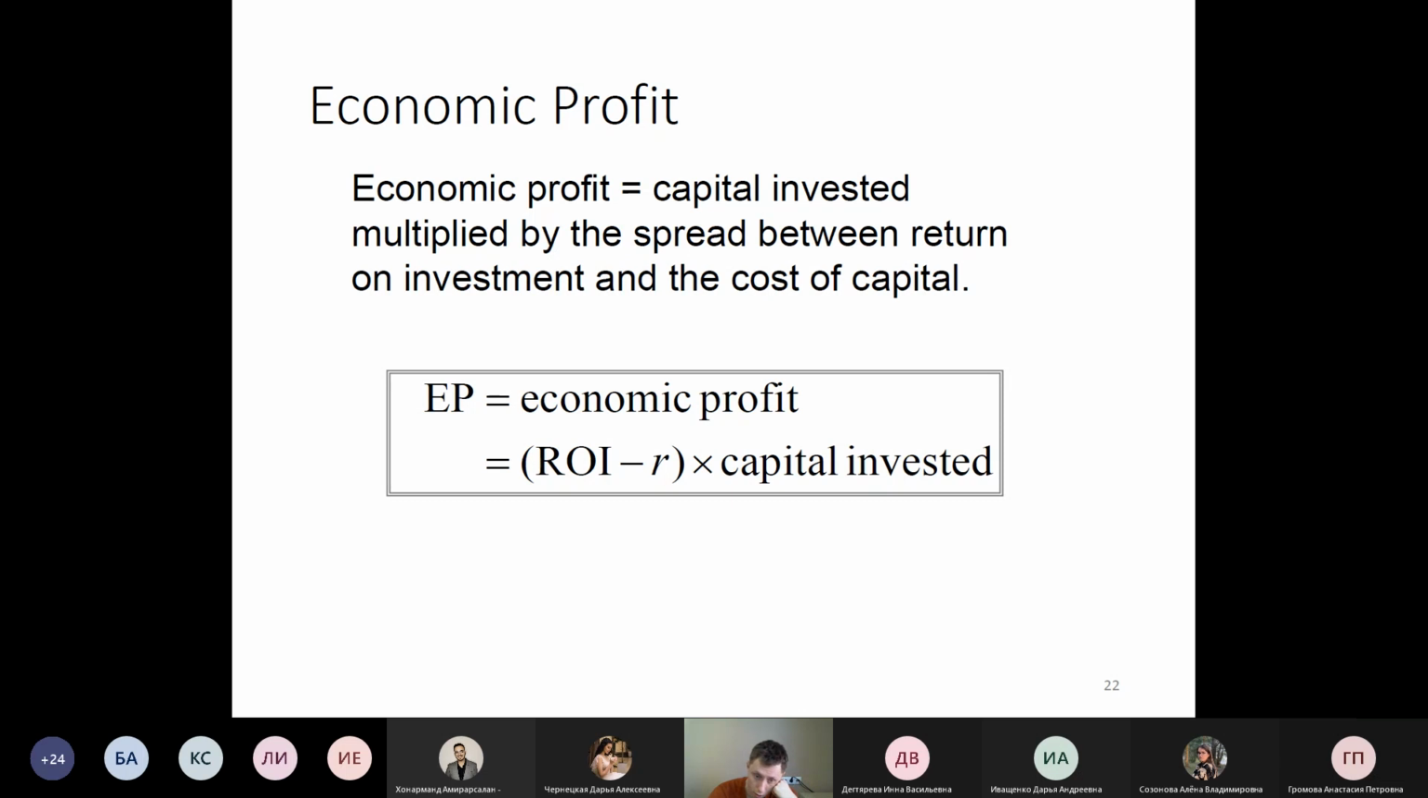Economic profit is also quite similar, it just makes the focus on another area. So we have a return on investment, the one that we discussed, minus the cost of capital, and multiplying by the capital investment. This will also be a monetary estimation of the competitive advantage.